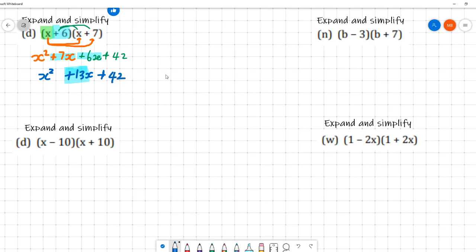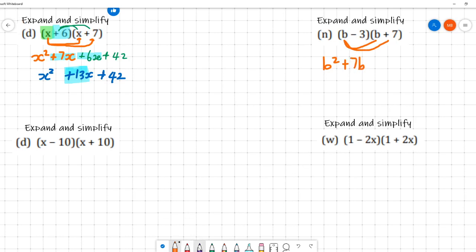So now let's go ahead and look at the second example. I'm going to do this one a little bit quicker because we now have seen one example, and the method in which we do it will remain the same throughout the rest of the examples. So we're going to take this b first, and we're going to do b multiplied by b, which is going to give me b squared. Then I'm going to do b multiplied by positive 7, so that's going to give me positive 7b.